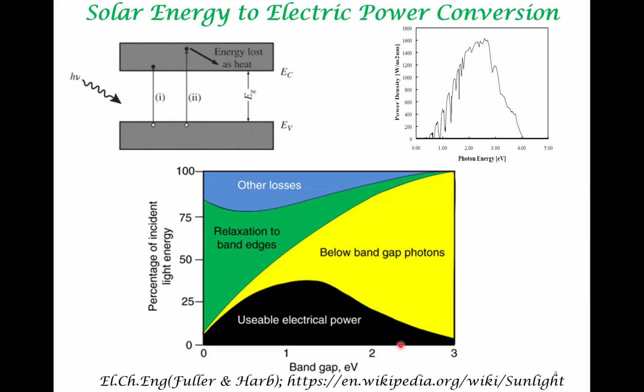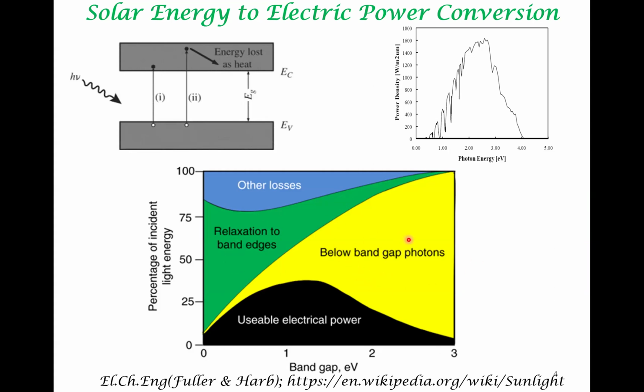As you increase the band gap of a semiconductor, very few electrons will be present in a region that is much further than the conduction band edge. So the energy lost as heat decreases as you increase the band gap of the semiconductor. So that explains the green part of this plot.